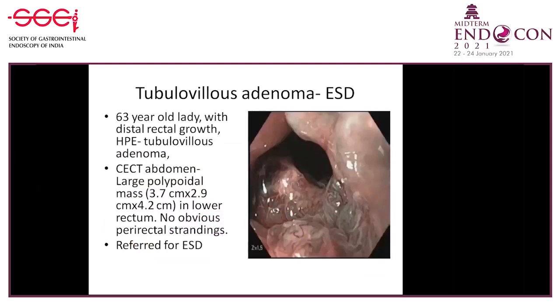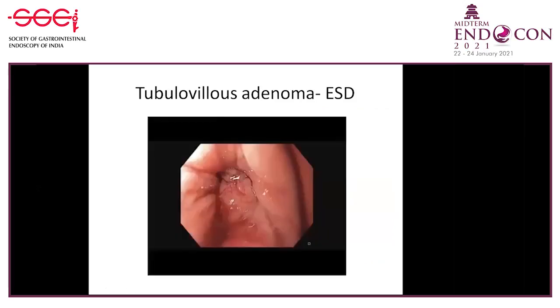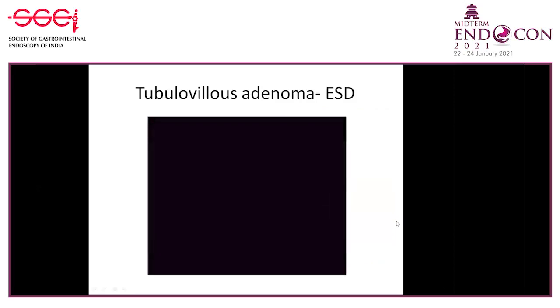Now coming to the next patient, a 63-year-old lady with a distal rectal growth, and the histopathology came as tubulovillous adenoma. The CECT showed no invasion and no perirectal stranding, because it looked very malignant. They went for a CT scan, everything was normal, and they referred her for an endoscopic submucosal dissection.